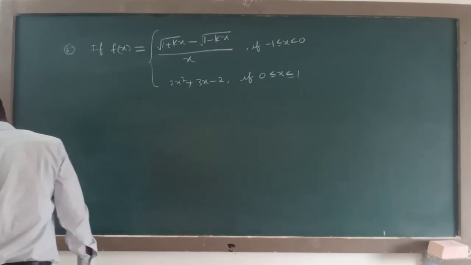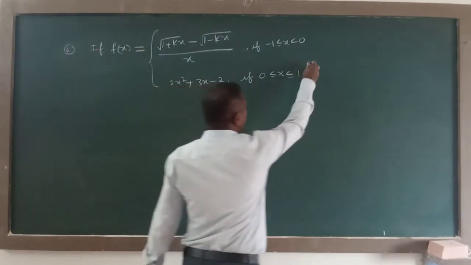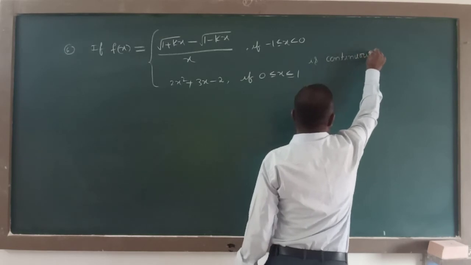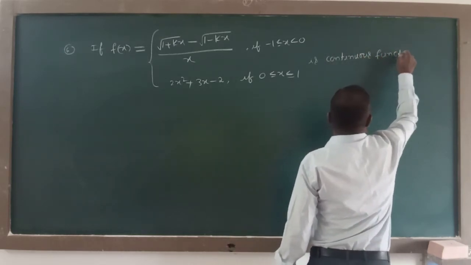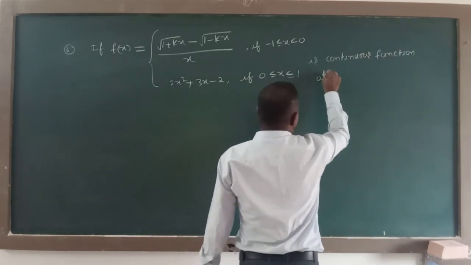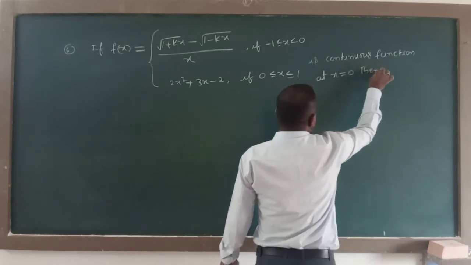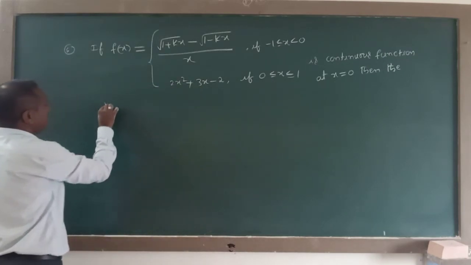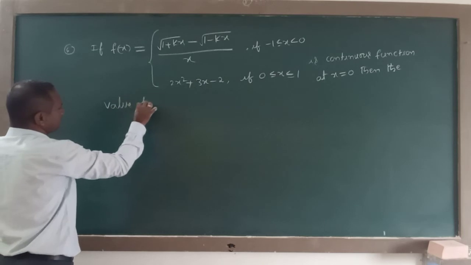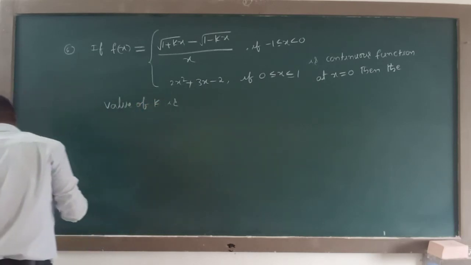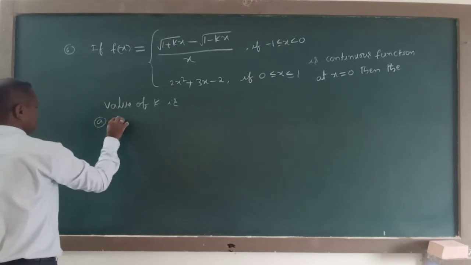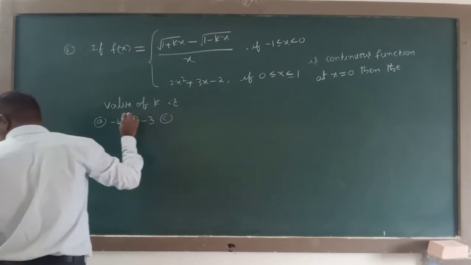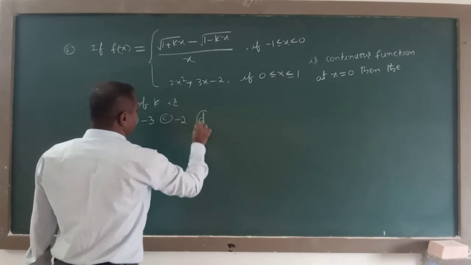If f is a continuous function at x equal to 0, then the value of k is: option A is minus 4, option B is minus 3, option C is minus 2, and the last option D is minus 1.